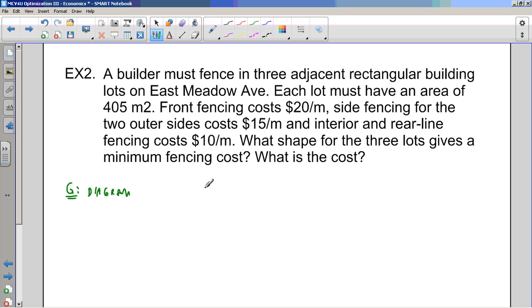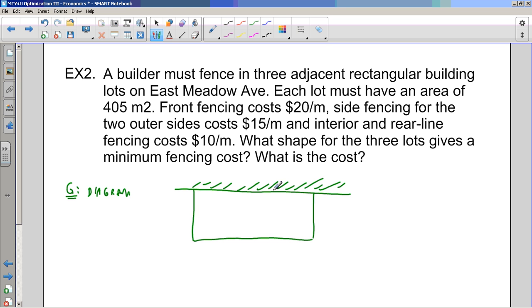going on. So we've got a street here with some lots, rectangular lots. And it says each lot must have an area of 405. So each of these is 405, right? Meters squared. And that's given. So the area is 405. Area of one of these is given.